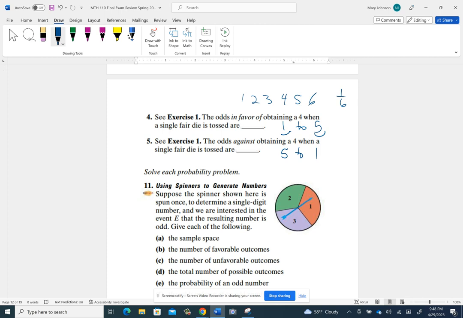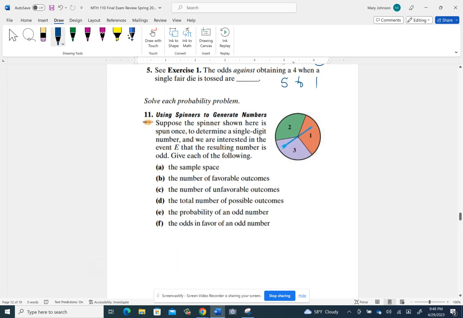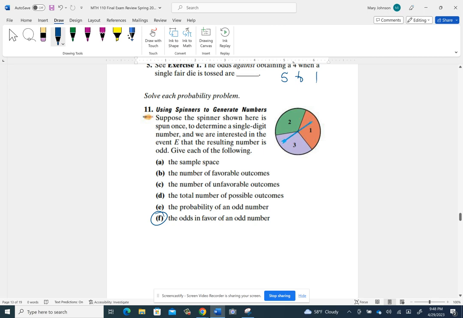All right, another one they suggested we look at is 11F. So let's look at that. Odds in favor of getting an odd number when we spin this spinner. All right, so there's 2 odd numbers out of 3, which would be a probability. If we're doing odds, it would be 2 to 1, okay? Remember, odds would be favorable to unfavorable. Things that are favorable to the event would be 2 possibilities, unfavorable 1 possibility. So the odds would be 2 to 1.